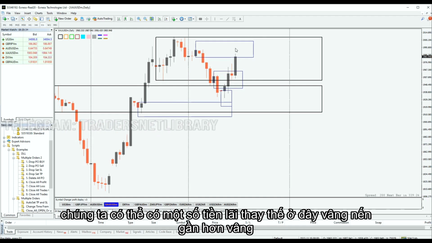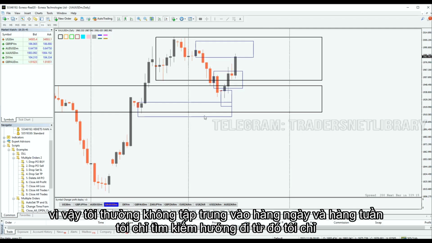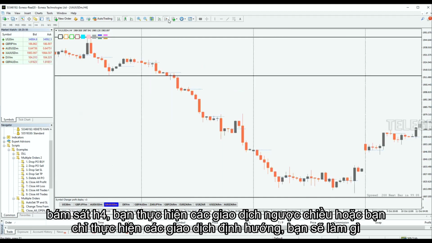But we might have some replacement entries here. If the candle closes bullish, we need to look for some retracement, creating an EG like this. So I don't normally focus on daily and weekly. I just look for direction. From there, I only stick to H4.